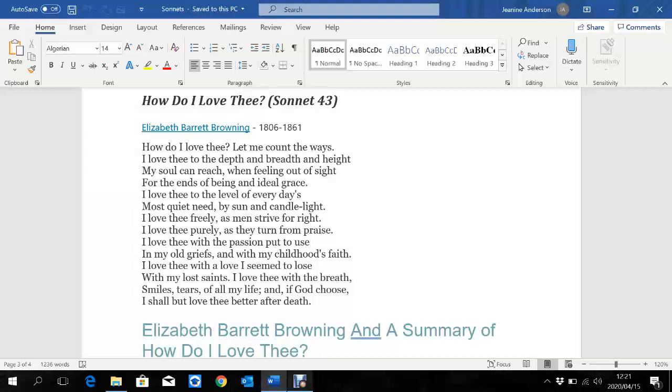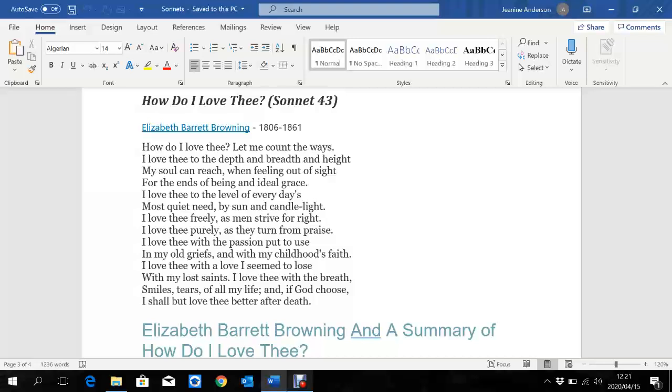Now, depth and breadth and height are things that can be measured. They're tangible things. And she's saying, you can measure my love by the things that I do, or that I feel, or how I express myself. So with every being, she loves him.